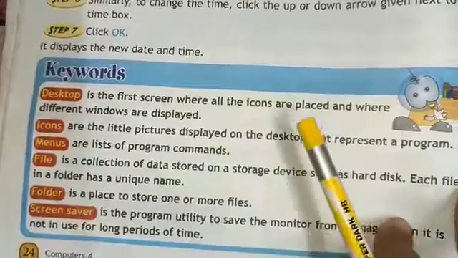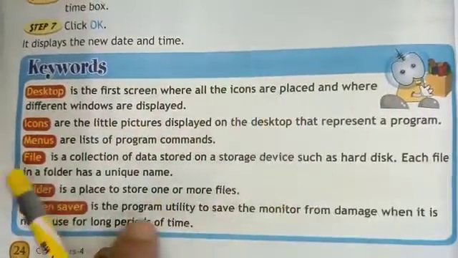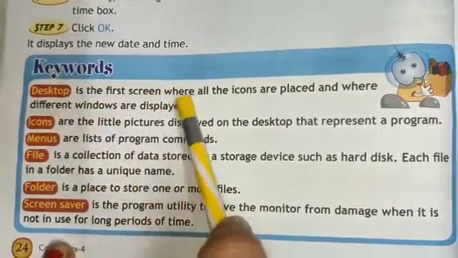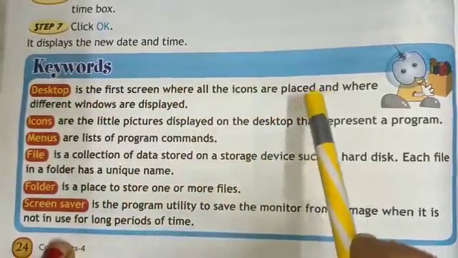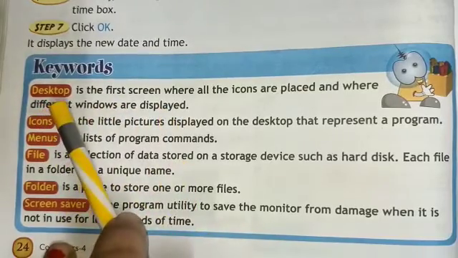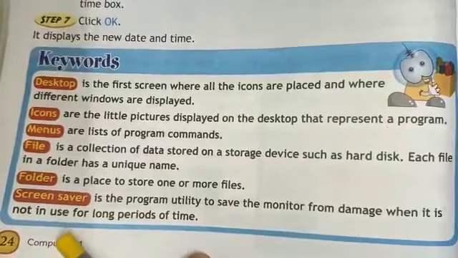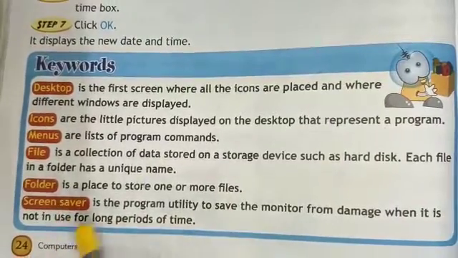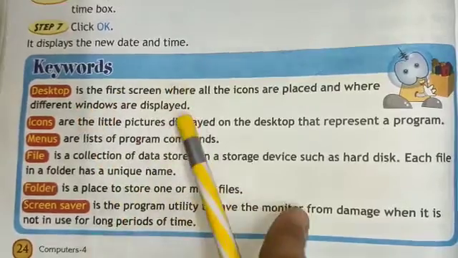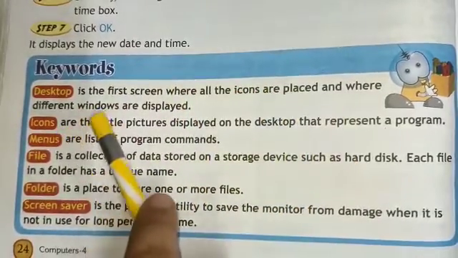So the keywords here are some keywords given. Let us discuss these keywords. Desktop. What is desktop? It is the first screen when we open the computer, where all the icons are placed and where different windows are displayed.